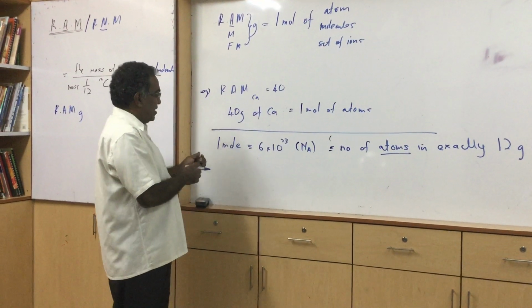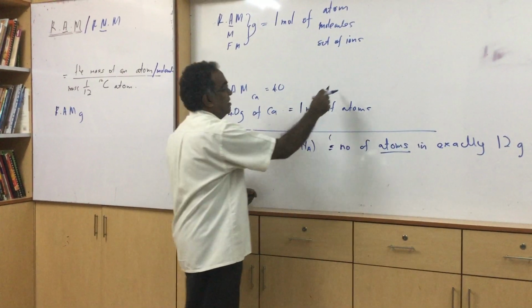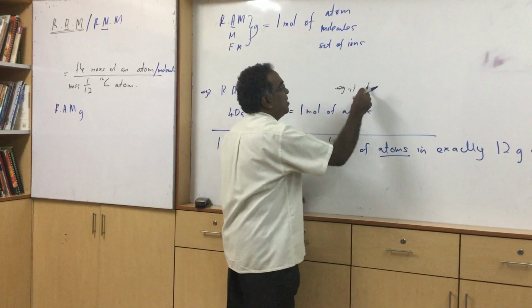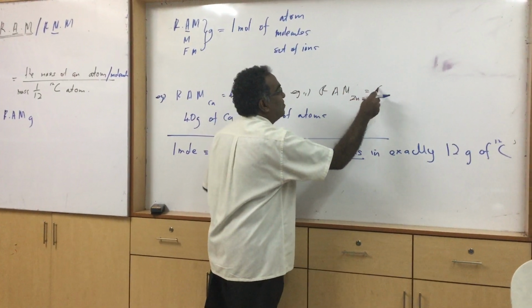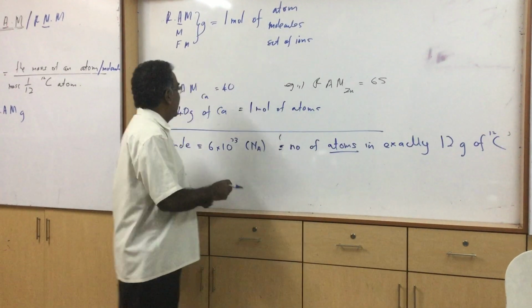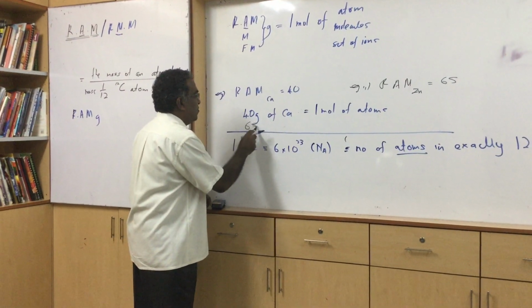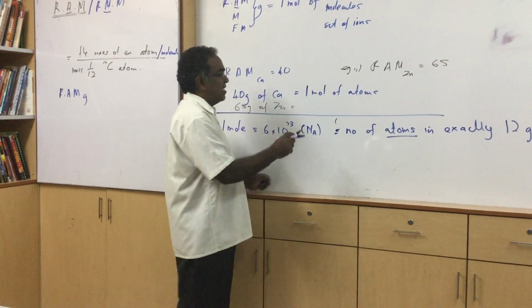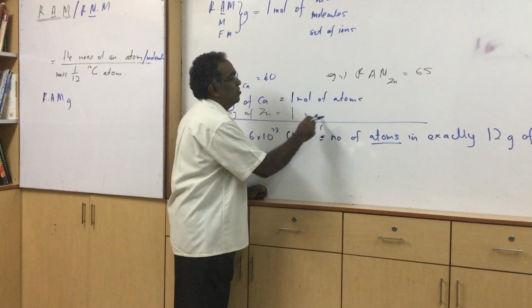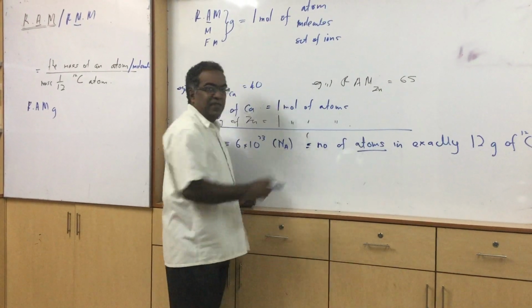Another example, let's say the relative atomic mass, example 2. The relative atomic mass of zinc is 65. So what do I have? 65 grams of zinc will have exactly 1 mole of atoms. Are you clear?